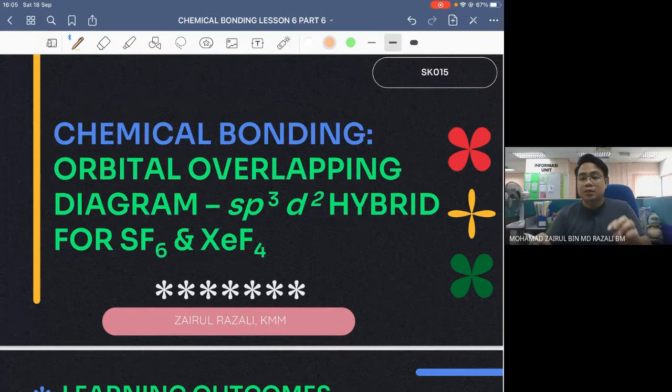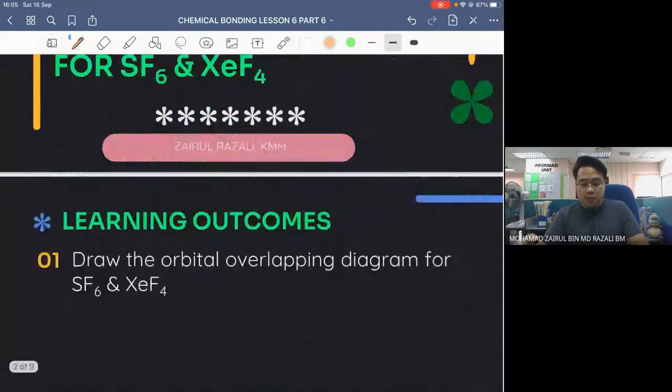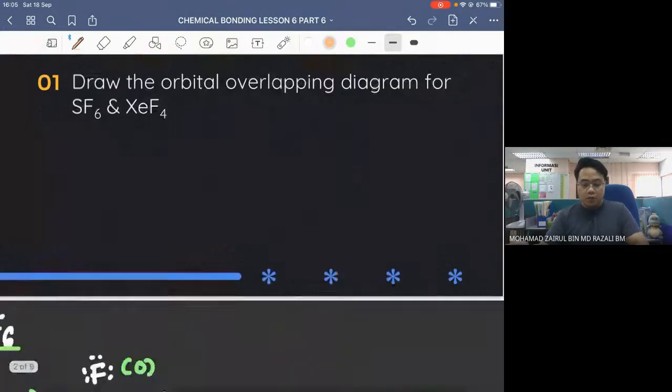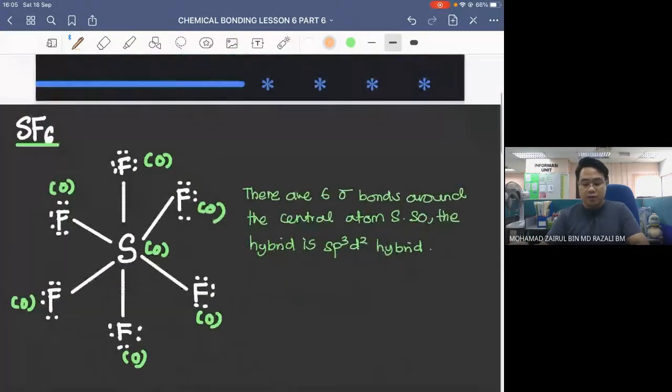So this is the last part for the orbital overlapping diagram. In this video, I'm going to show you how you can draw the orbital overlapping diagram for sp³d² hybrid by using SF6 and also XeF4 example. By the end of this lesson, you should be able to draw the orbital overlapping diagram for sulfur hexafluoride and also for xenon tetrafluoride. So we're going to start with the SF6.